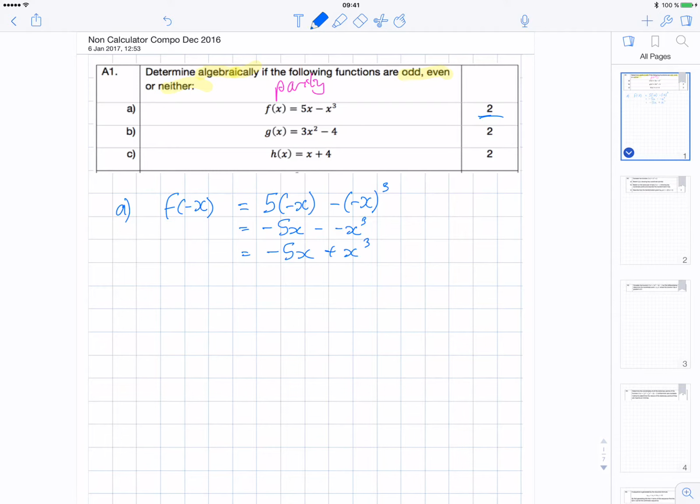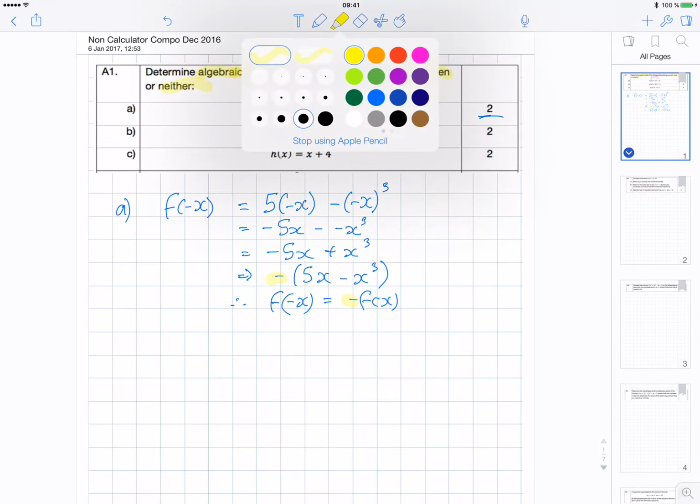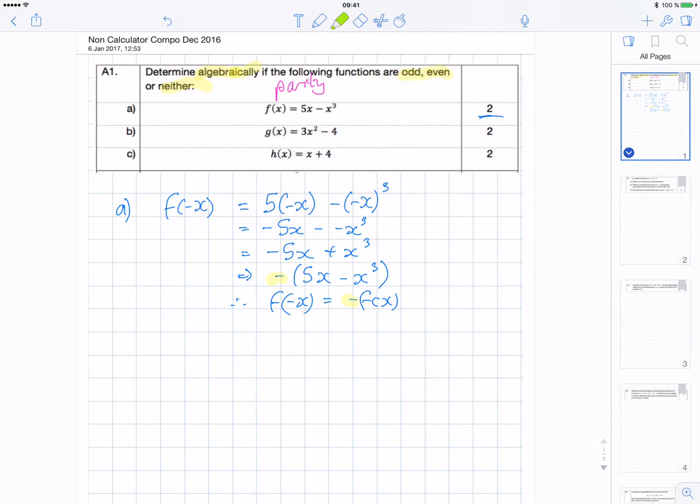Okay, but is that the negative version? Well, we'll see. If I take a negative out of everything, I could write it something like this, which becomes minus, open brackets, 5x minus x cubed, and therefore f of minus x is equal to minus f of x, because this here is the same as that there. Let's use green, it's lovely green, is the same as that. And therefore we have an odd function.